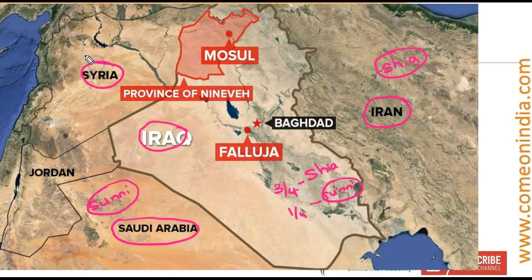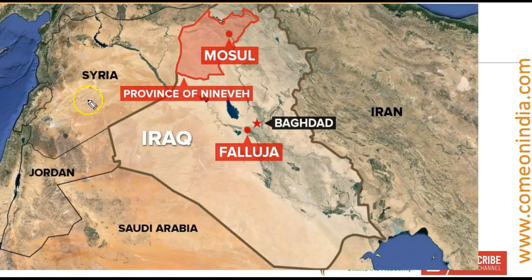What about Syria? Syrian ruler Bashar al-Assad belongs to the Shia section. But in Syria, almost 80% of the people belong to the Sunni Muslim majority, and 10 to 20 percent belong to the Shia section. The ruler belongs to the Shia section, but most of the people belong to the Sunni section.